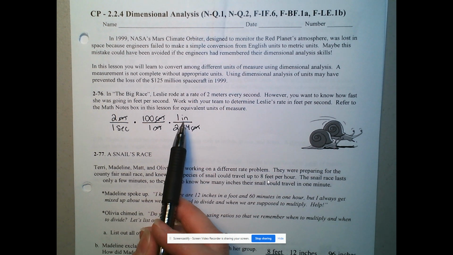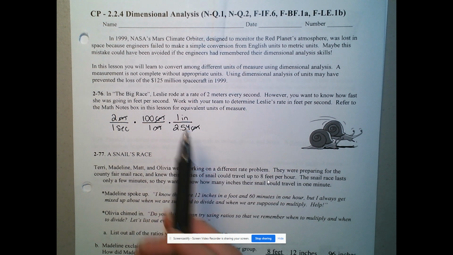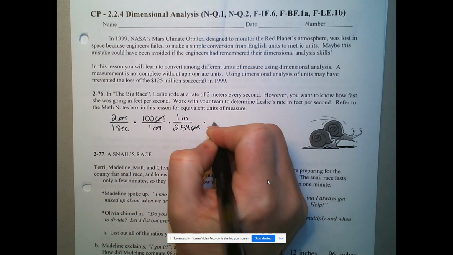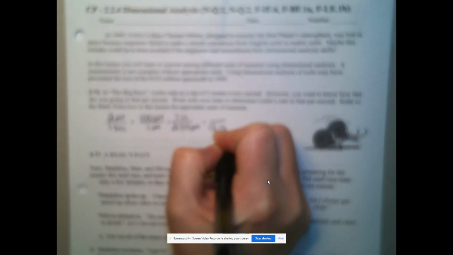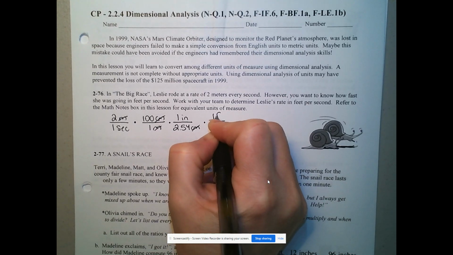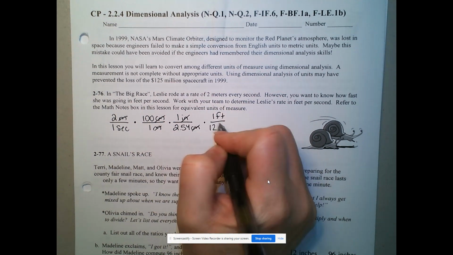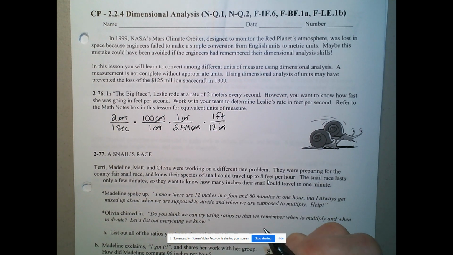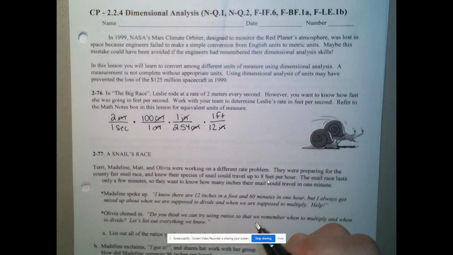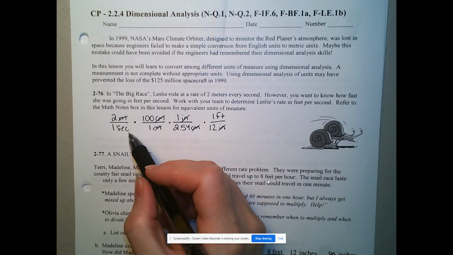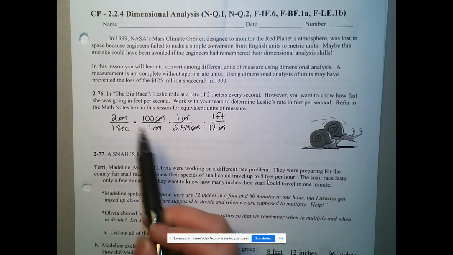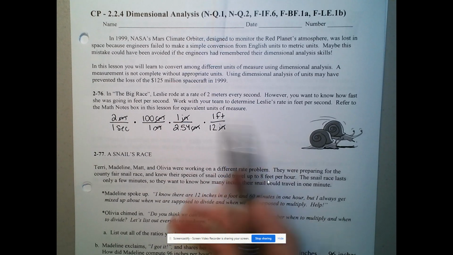So I also need a conversion for how many inches are in a foot. And on purpose, I'm going to put the fact that there are 12 inches on the bottom so that I can put the 1 foot on top, canceling the inches. So all of my units have canceled except for feet on the top, seconds on the bottom. That was my goal. I'm going to multiply across the top, 2 times 100 times 1 times 1.